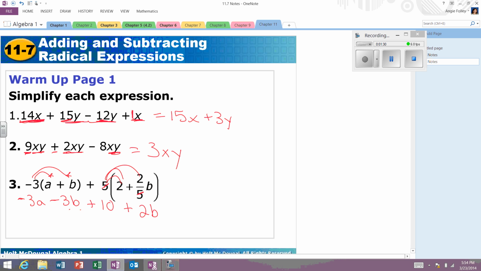Now we can combine only our b values. So we're going to keep the negative 3a. That doesn't combine with anything. The negative 3b and the positive 2b make a negative 1b. And then we have plus 10. Okay?